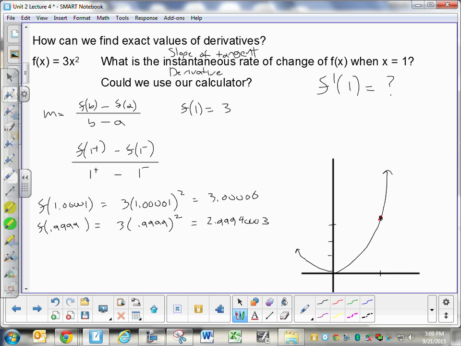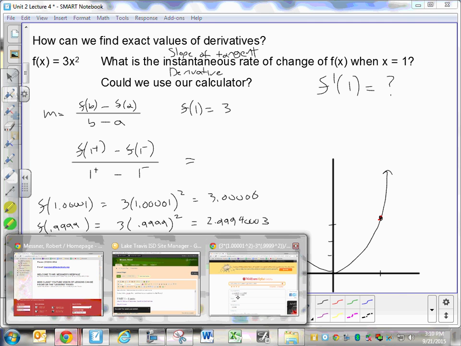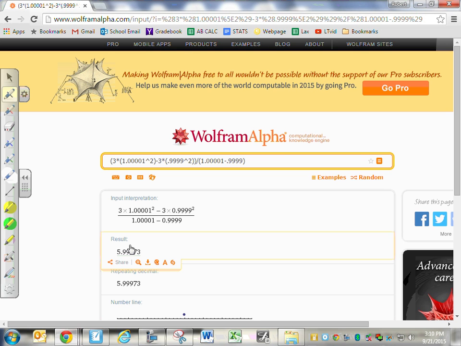Well, when you plug that y-coordinate and the other y-coordinate up here, and then we plug in these x-coordinates up here, what do we get for our slope? We got 6. Our calculator told us 6 even? 5.999. Here, I did it on Wolfram, and I got 5.99973. Okay, 5.99973. Well, cool. So that's those 2 points. Now, can we be more accurate? What do we assume the actual instantaneous rate of change is going to be?